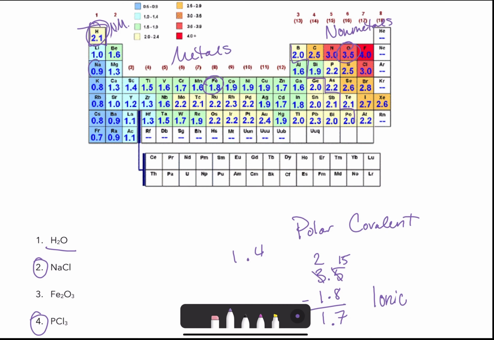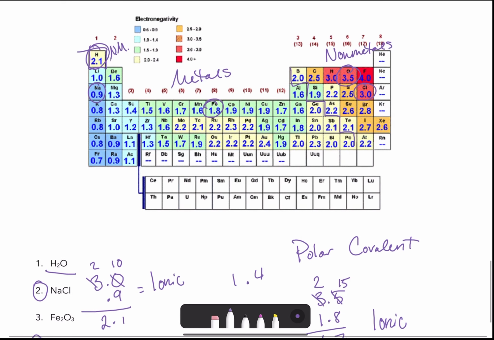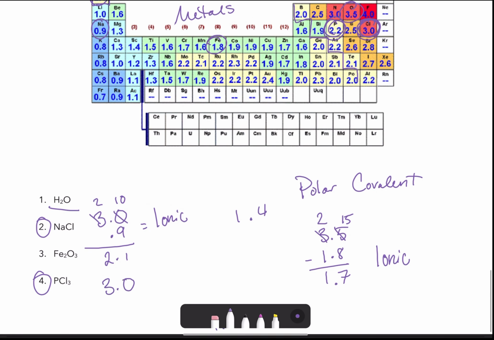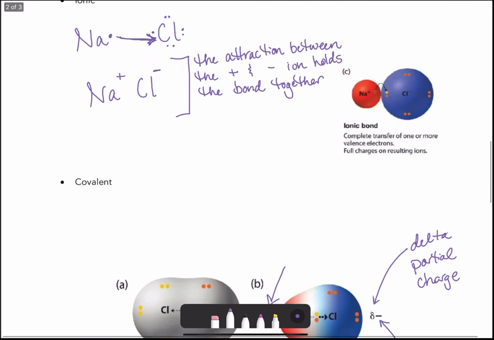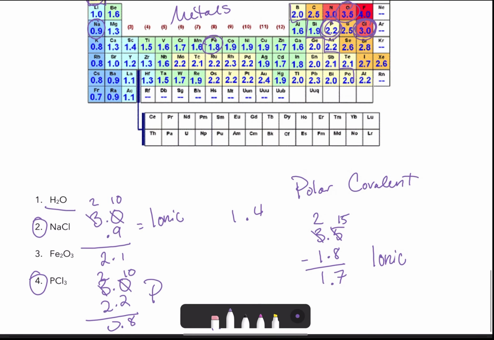Okay, for number 2, we have Na is 0.9. Chlorine is 3.0, so if you have 3.0 minus 0.9, you have a difference of 2.1, which means this one is an ionic compound. Number 4, P and Cl. P is right here, Cl is right here. 3.0 minus 2.2 is a difference of 0.8. So if we check our list for 0.8, a value of 0.8 would give us a polar covalent bond. So this one is polar covalent.